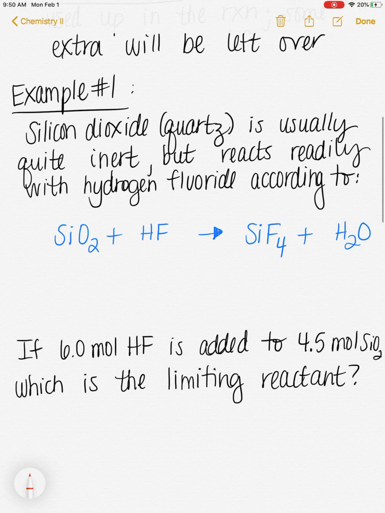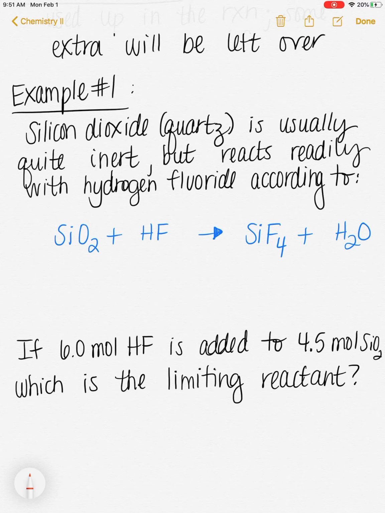So let's take a look at example number 1. Example number 1 says silicon dioxide, or quartz, is usually quite inert. Now remember, inert means unreactive, but it will react readily with hydrogen fluoride according to this equation. SiO2 plus HF yields SiF4 plus H2O. If 6.0 moles of HF is added to 4.5 moles of SiO2, which is the limiting reactant?